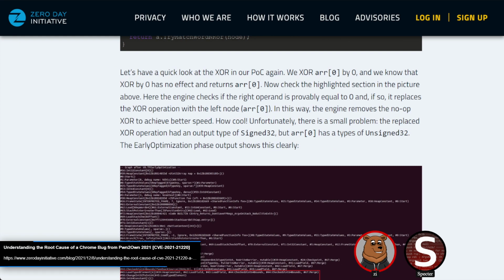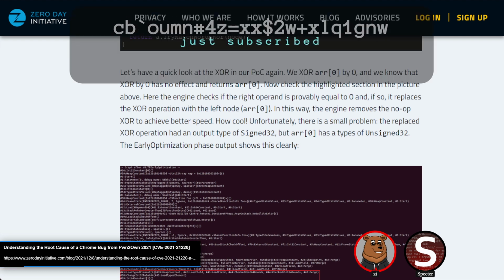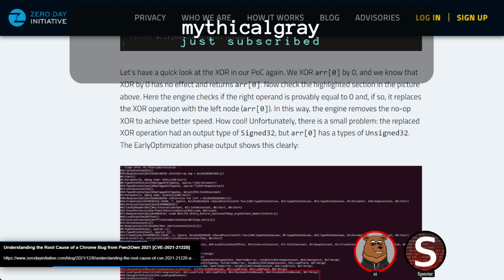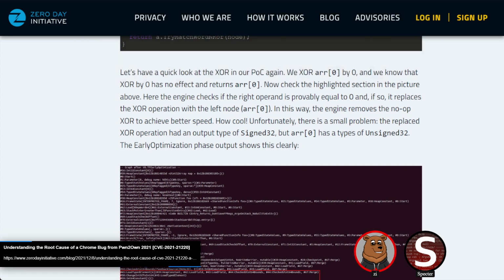They don't talk about how they exploit this one, and I'm really curious to see, just because that primitive isn't a huge primitive. And thank you, Mythical Gray, for the Prime sub. But yeah, I mean, that's the gist of this bug. I don't have a good guess on how they're exploiting this one.